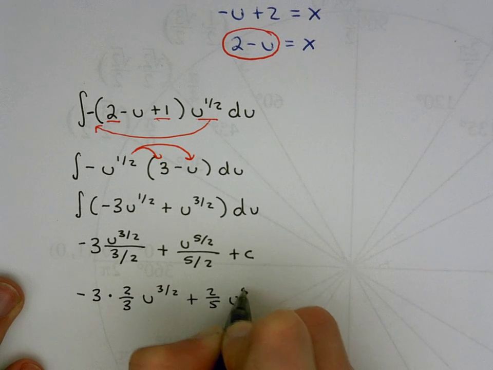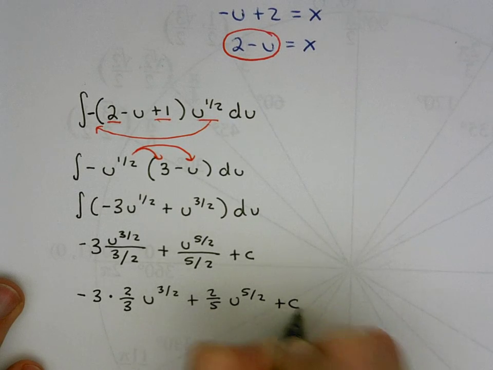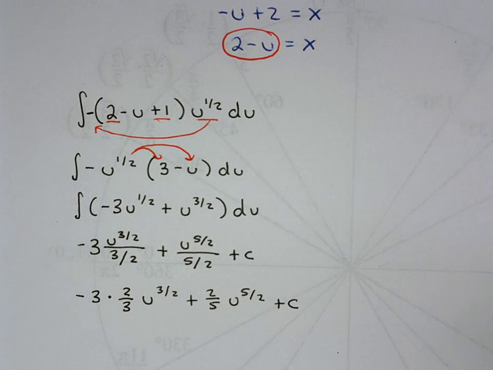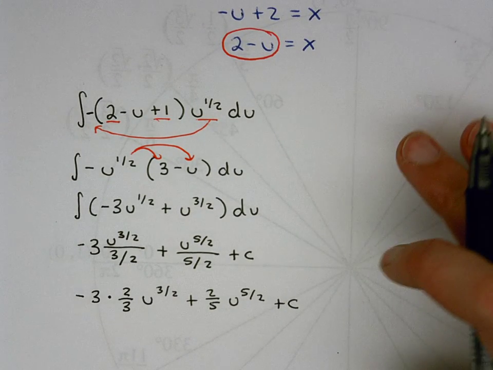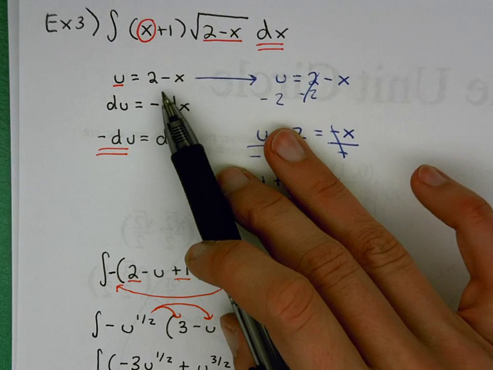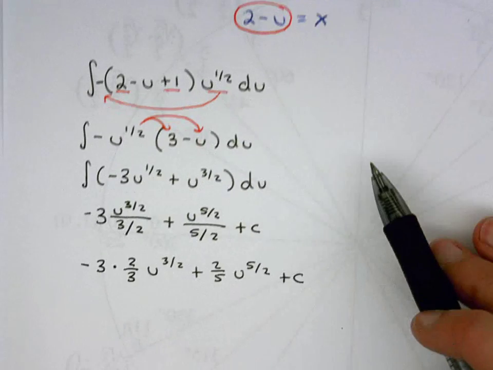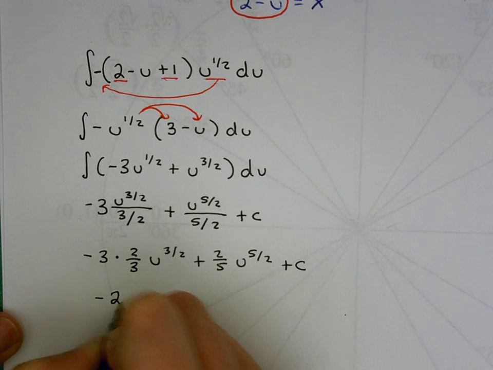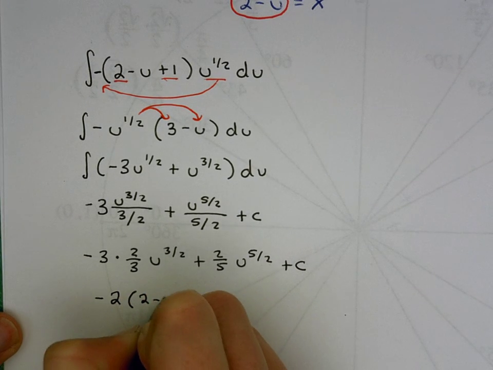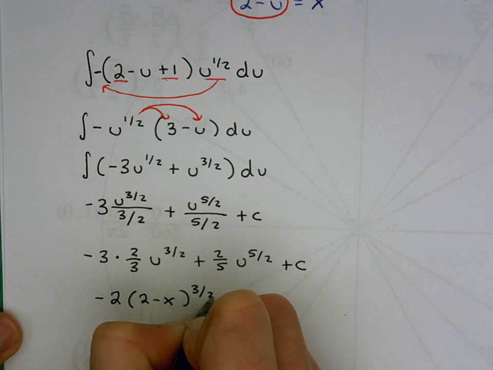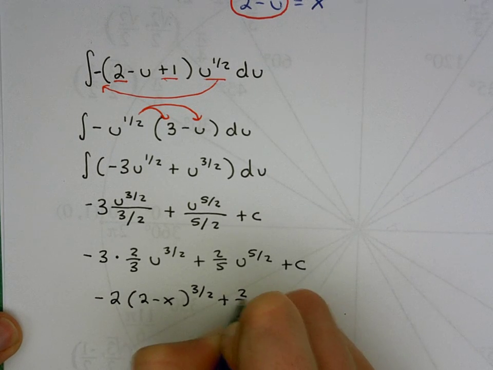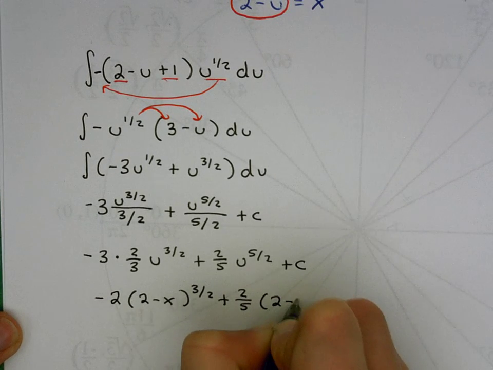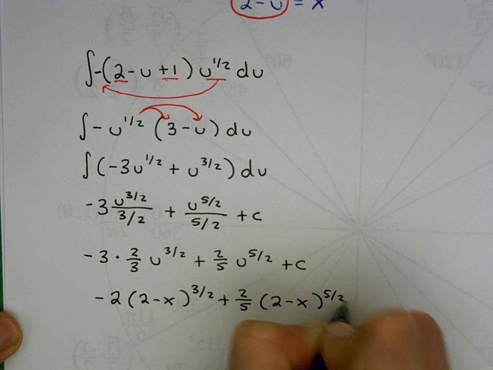And then one more time, our last step is going to be to plug my x back in, to replace my u and make it in terms of x. And so my u up here was 2 minus x, and so I'm going to change this u to 2 minus x. And so we have negative 2 minus x to the 3/2 plus 2/5 2 minus x to the 5/2 plus c.